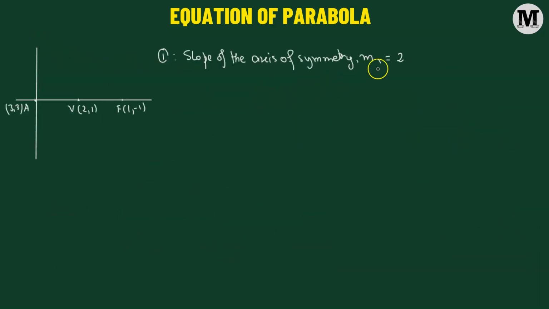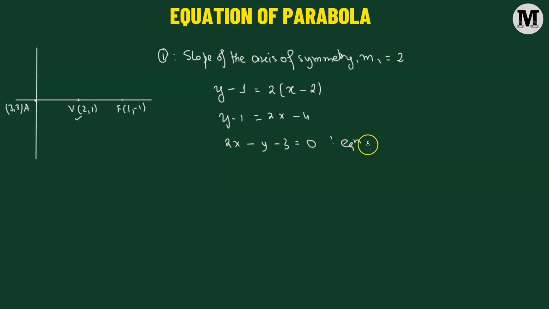So the slope of the axis of symmetry, we have already obtained its value in equation number 1, came out to be 2. Now let's use the point slope form. We can use either the coordinates of the vertex or the focus. We're going to get the same result. So let's use the coordinates of the vertex here. We need y1. So y1 will correspond to the y coordinate of the vertex. This will be equal to 2 times x minus the x coordinate of the vertex. So here we have y minus 1 equals 2x minus 4. Well, we have 2x minus y minus 3 equals 0. So this is going to be the equation of the axis of the parabola.